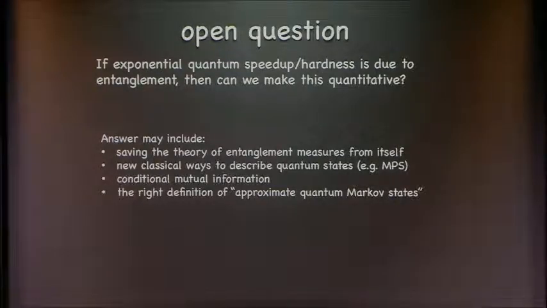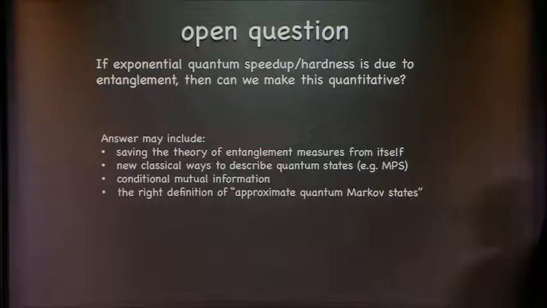And also this thing I didn't quite mention, which is approximate quantum Markov states. So even if I skip some of the details, I think you can appreciate that having a systematic way of describing the complexity of quantum states is a desirable goal, and hopefully quantum information theory can help us do that.